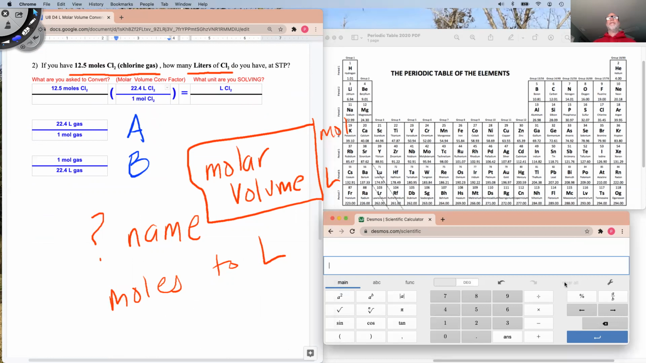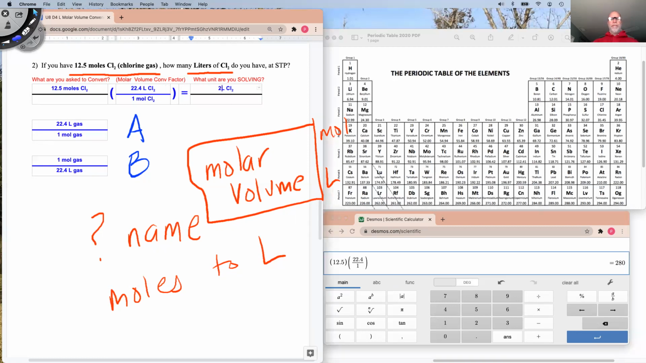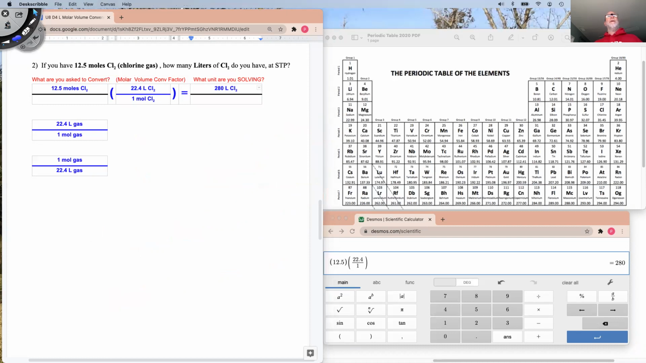So let's clear out our calculator. Let's put in 12.5 times, and if you want, I'll put parentheses around that, 12.5 times 22.4 divided by 1. Close the parentheses, and there's our answer, right? Because 22.4 divided by 1 is still just 22.4, and we're just multiplying that by 12.5. Our answer is going to be 280 liters.